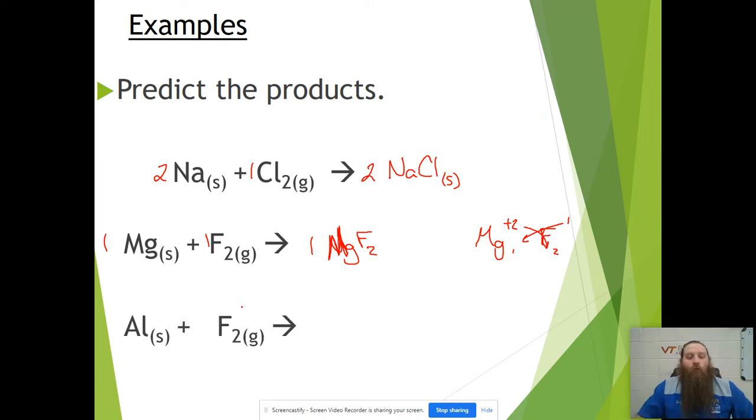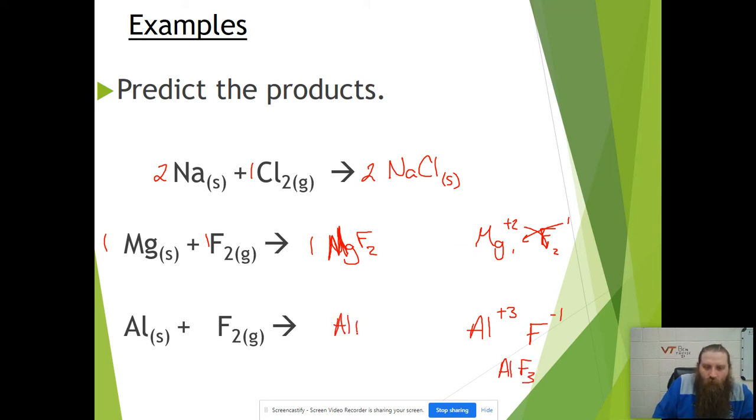Here's another one, aluminum and fluorine. Now, we know that aluminum is always +3. That's a rule. Fluorine is -1. So I'm going to get AlF3 as my salt. I'm still using the cross-charge method. So 3 comes down and 1 comes down. Drop the sign. And when I balance it, I have 2 and 3, so I'm going to put a 3 right there, a 2 right there, and a 2 in front of aluminum. That gives me 2 aluminums on the left, 2 on the right, 6 fluorines on both sides. So there we go.